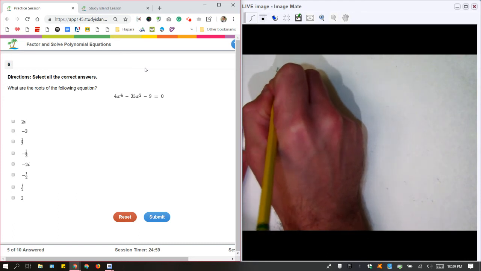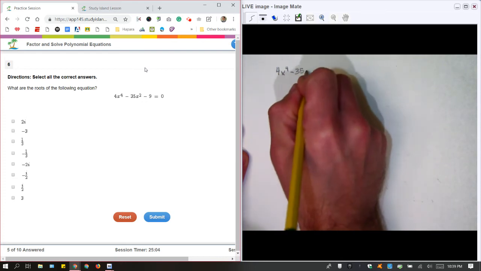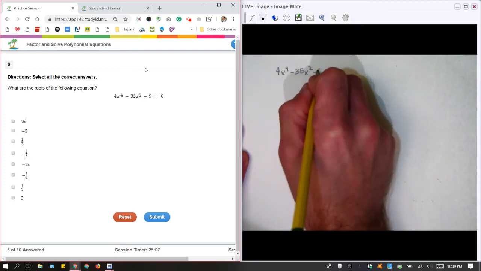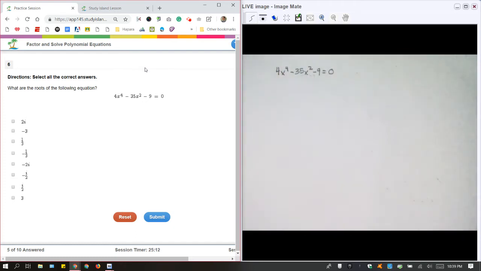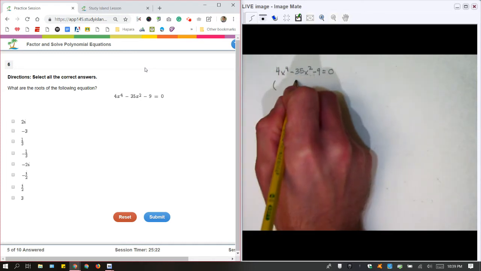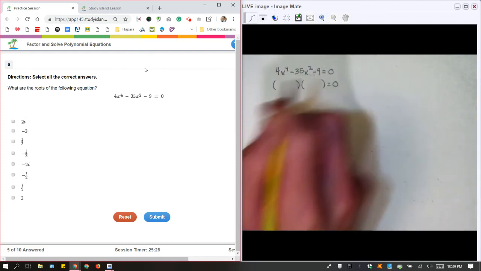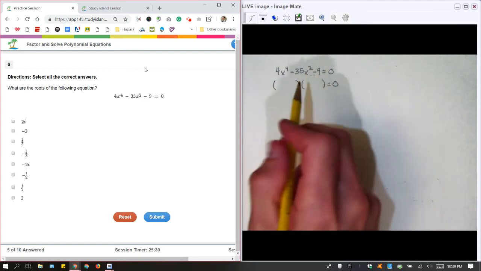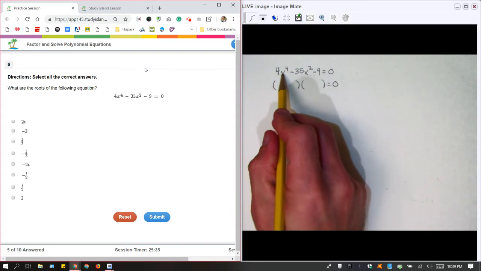We got 4x to the 4th minus 35x squared minus 9 equals 0. So how can we factor this? We have 4x squared minus 35x minus 9 equals 0. Well, basically what you're going to figure out is that you can break this down into the product of two binomials again. There are different methods to figure out which ones, but the bottom line is that the beginning terms have to multiply to be 4x to the 4th power.